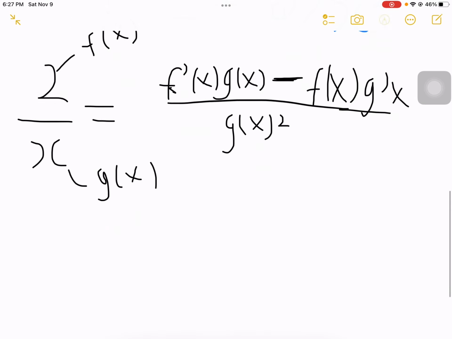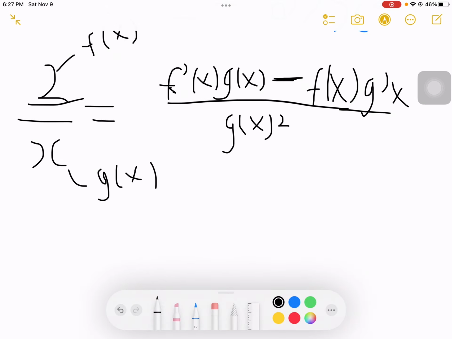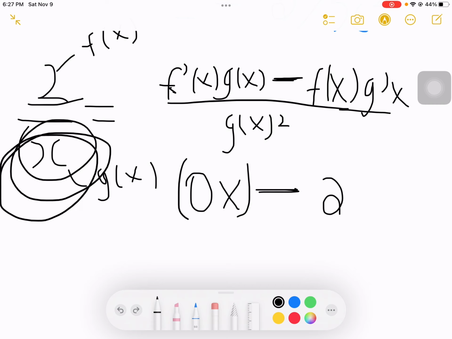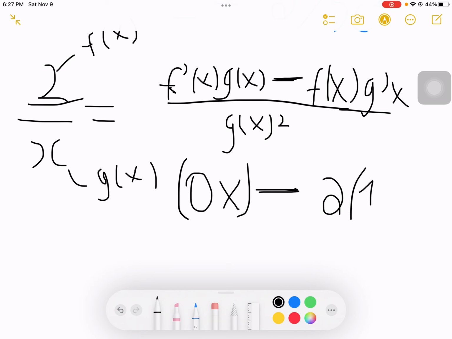All right, so what's the derivative of f of x? Well, 2 is just a constant, and the derivative of any constant is just 0. g of x is just x, and we're not taking the derivative of that. Subtract the product: f of x is 2, but what is the derivative of g of x? Well, that's just 1 because the derivative of x is just 1. Now, g of x squared is just x squared.